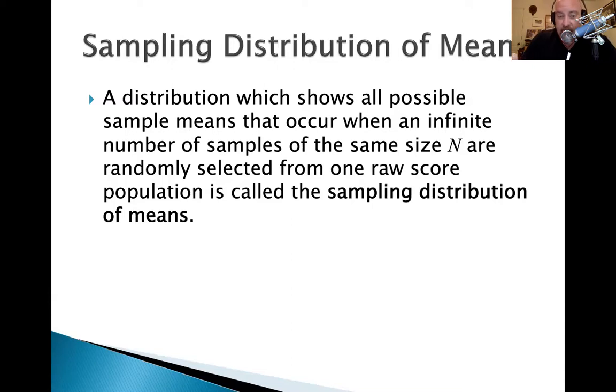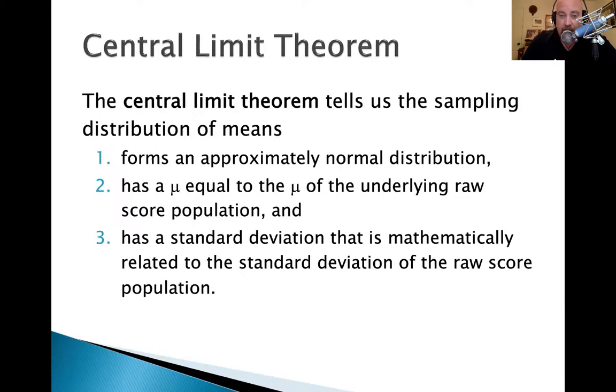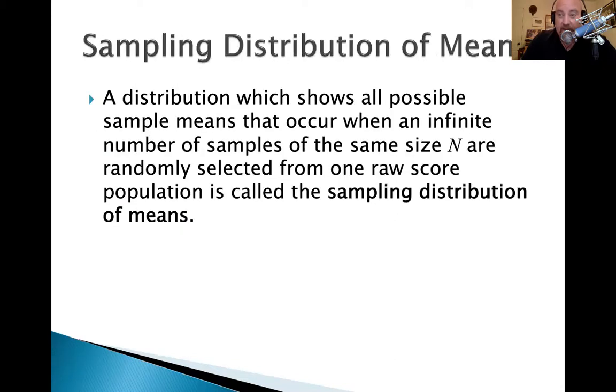So let me read it to you. This sampling distribution of means is a distribution which shows all possible sample means that occur when an infinite number of samples of the same size, n, are randomly selected from one raw score population. It's called the sampling distribution of means. So that makes sense to me, but then I've been using stats for a long time. So let me give you an example of what that's talking about.